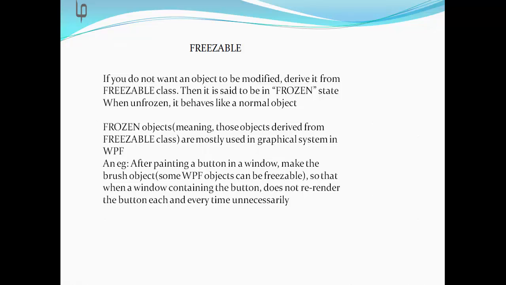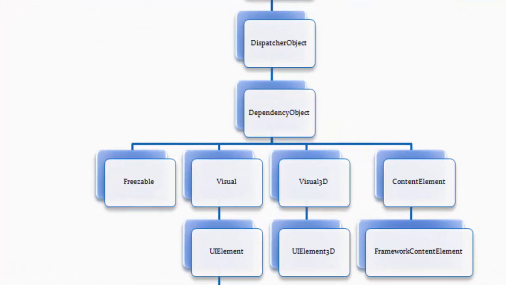So assume there are hundreds of such buttons on your screen. Every time resizing a window will cause these pixels to be re-rendered again, and it will put a lot of burden on the performance of your application. So in such cases, it makes sense to derive such kind of objects from the freezable class.